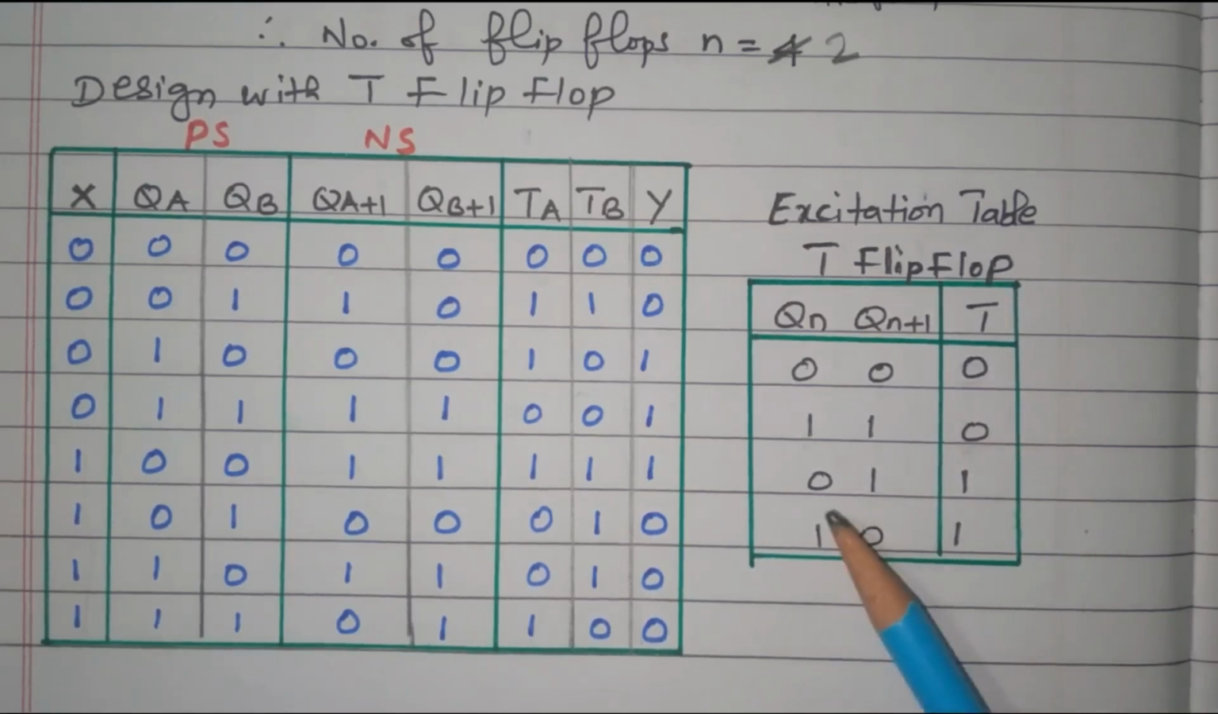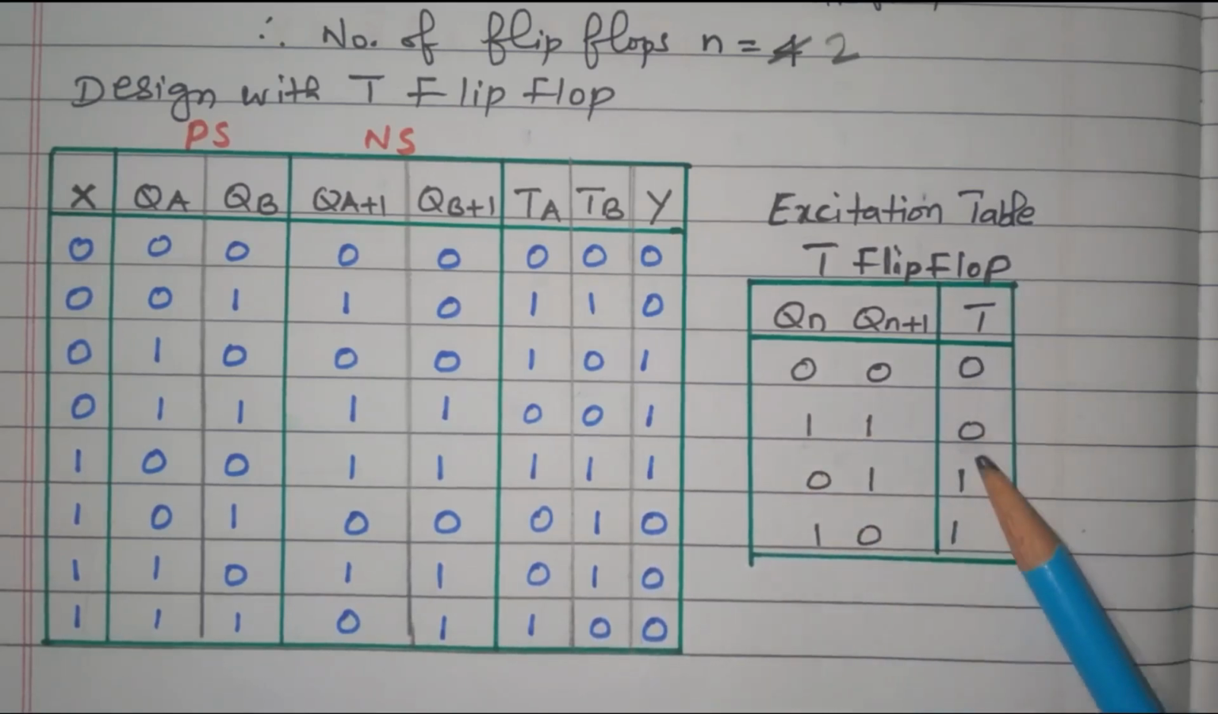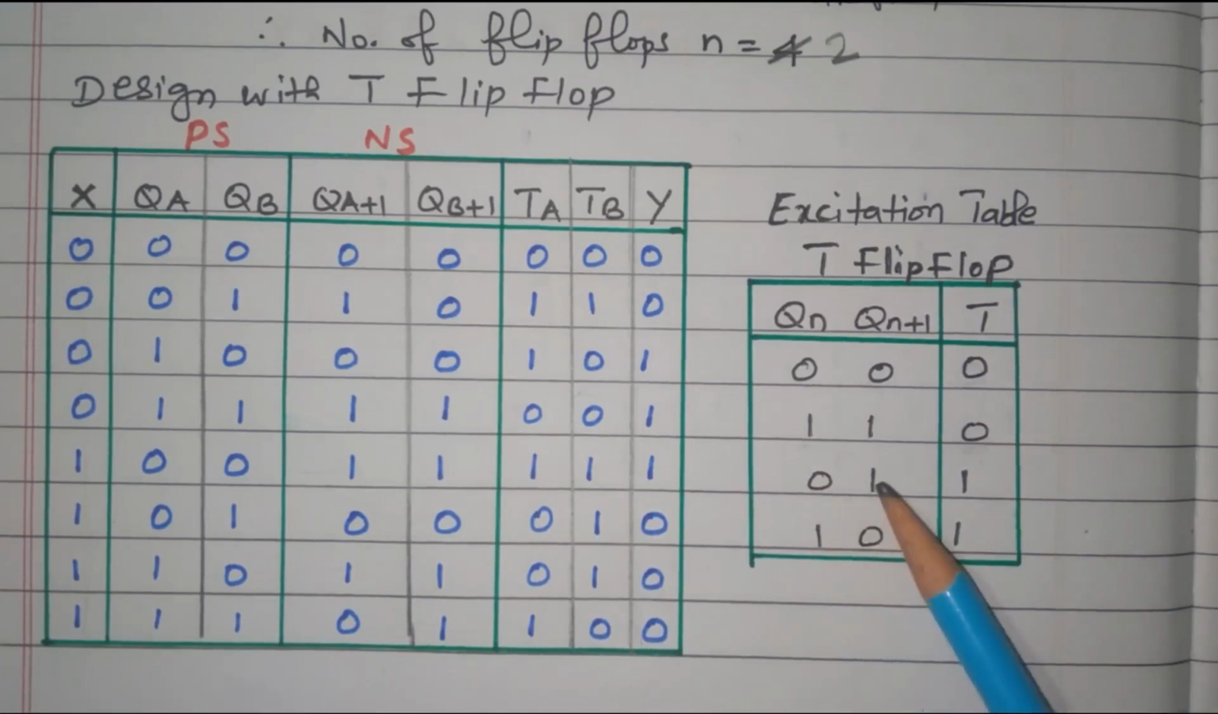If the current state changes from 0 to 1 or 1 to 0, the T input will be 1, right. So, when both the states are equal, the T value is 0. When the state changes from either 0 to 1 or 1 to 0, the T value will be 1, right.